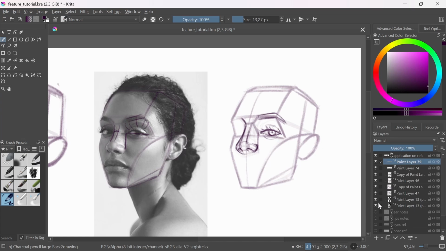Then we're going to have a look at lips, and finally we're going to go through the ears.